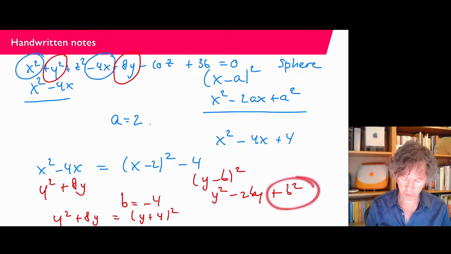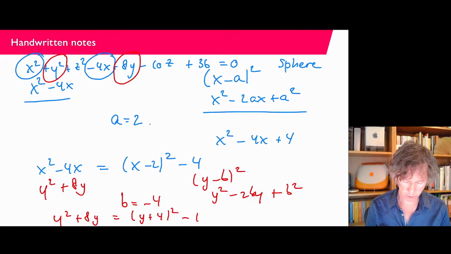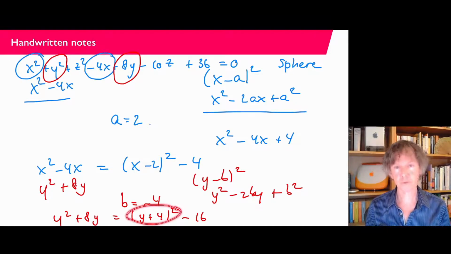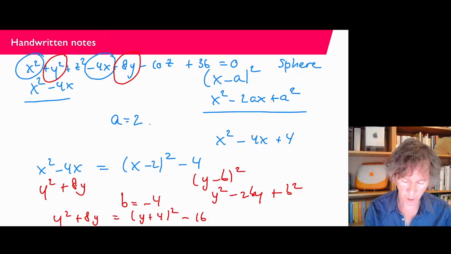But then this b squared, that is not there. So minus 16. And again, if you don't really believe me, if you get rid of the brackets here, you get y squared plus 8y plus 16. And then with the minus 16, we are in good shape.